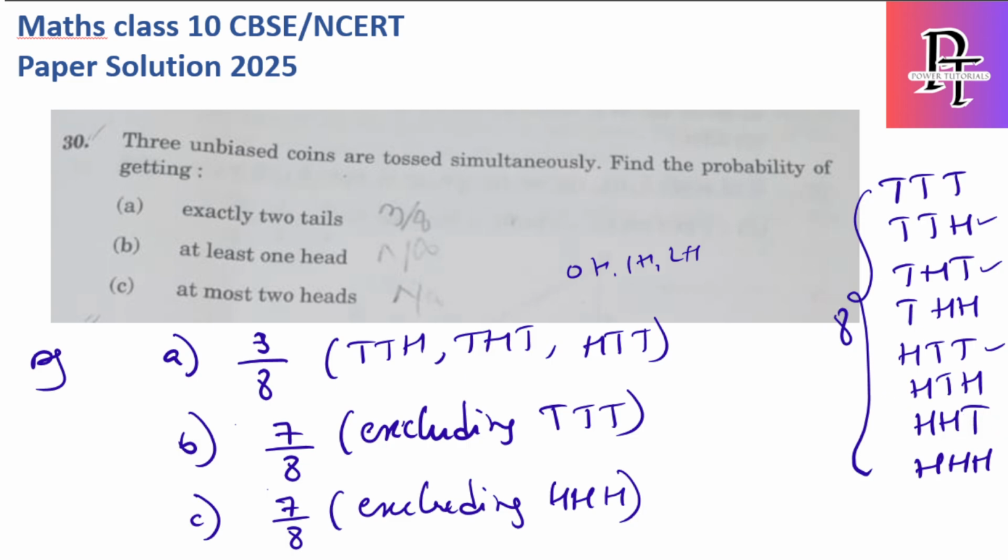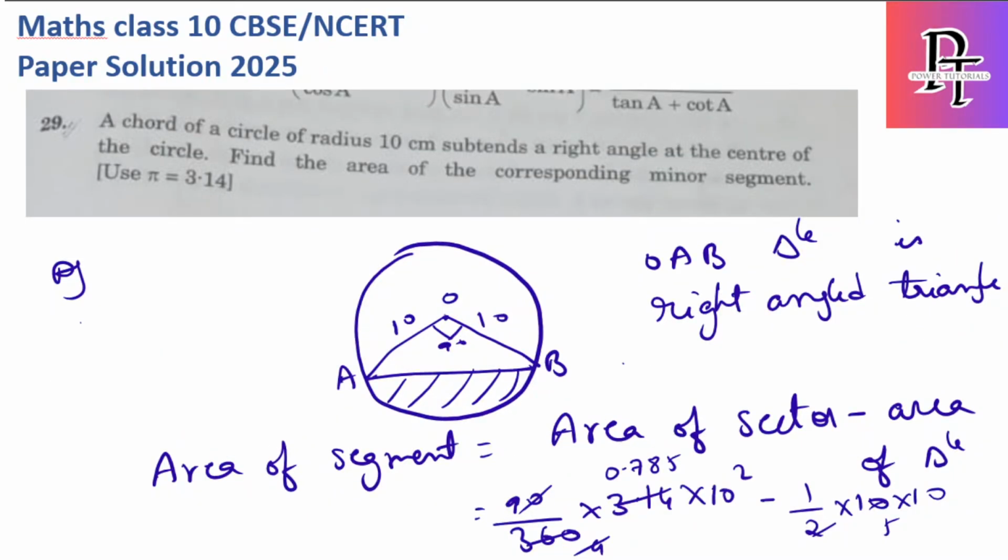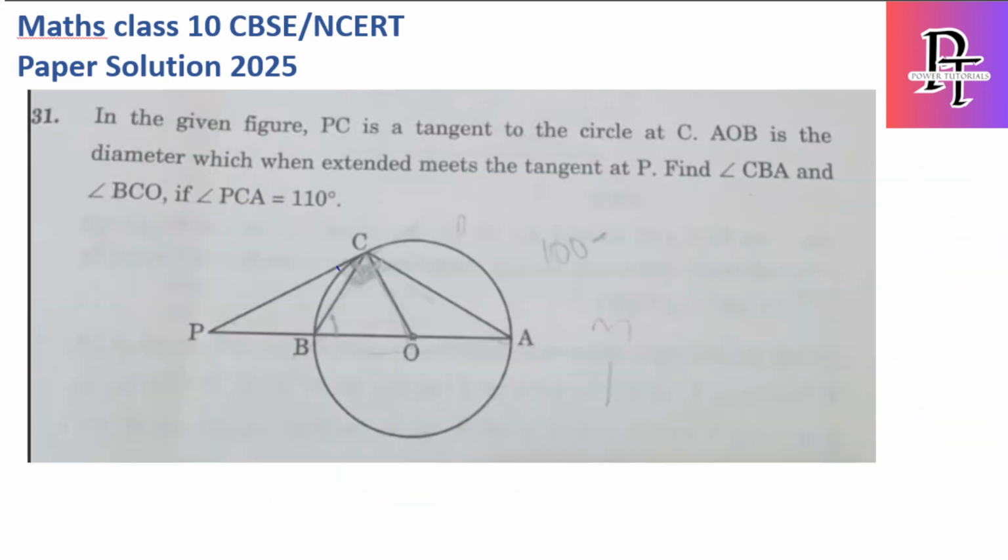Okay, 30th is done. Let's move to the next one. I think one question is missed. This is 29th, okay. So this is the 31st question. So what is the question here?